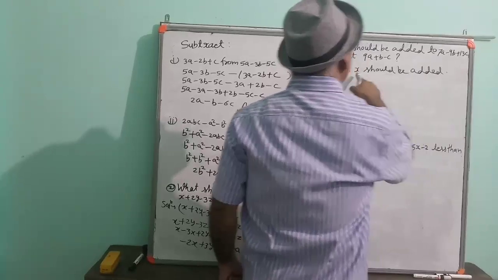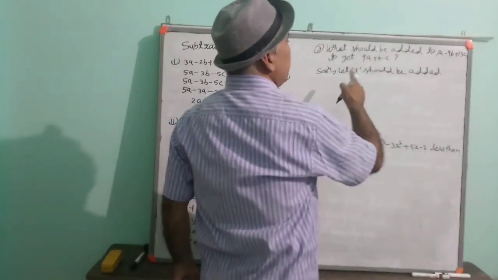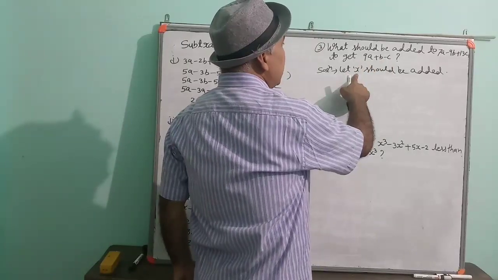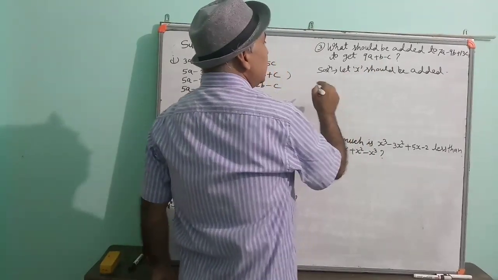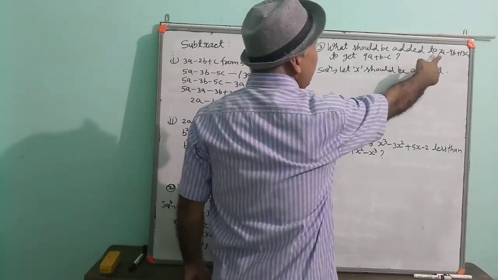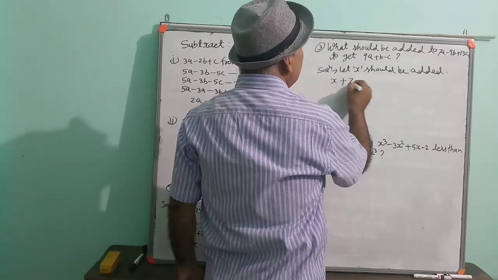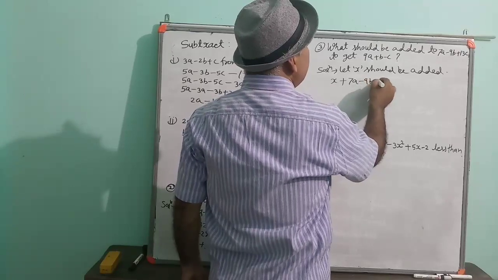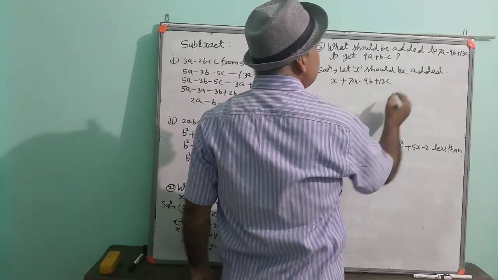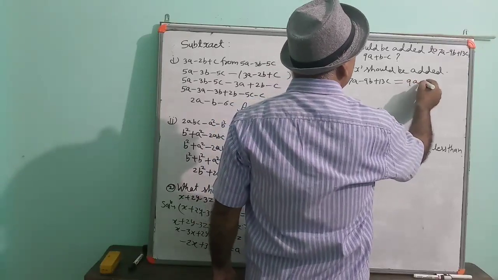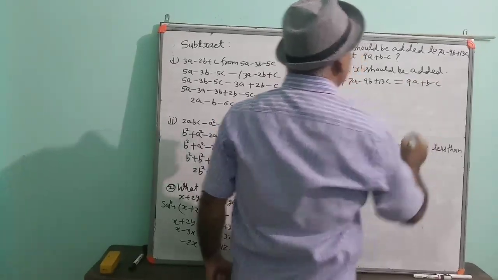Always take that variable which is not given in your question. In your question a, b, c is given. That is why I have taken x. Now what is your question asking? What should be added to this? Suppose x is added to 7a minus 9b plus 13c to get 9a plus b minus c.